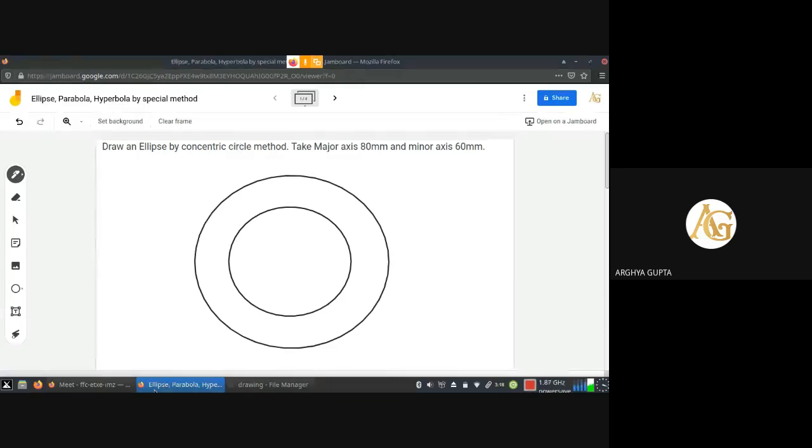Construct an ellipse by the concentric circle method. As you have already studied in HS, an ellipse has a minor axis and a major axis. The major axis is the bigger one, and the minor axis is the smaller one. Here it is given as 80 mm, 60 mm.